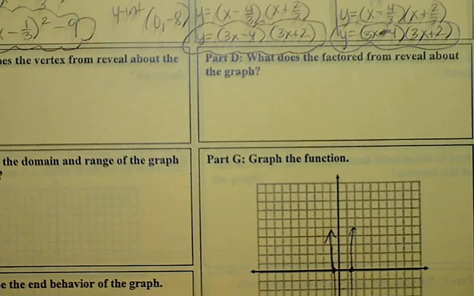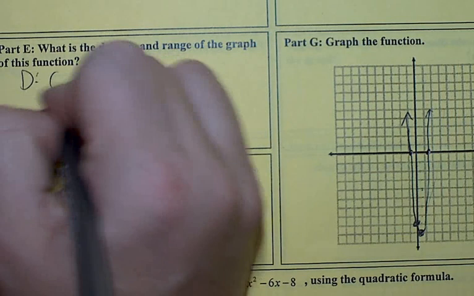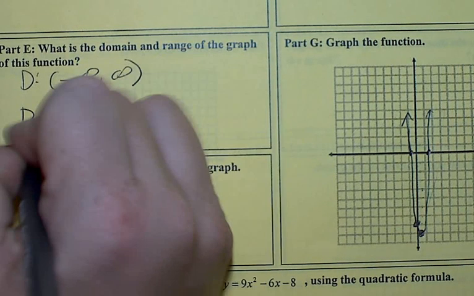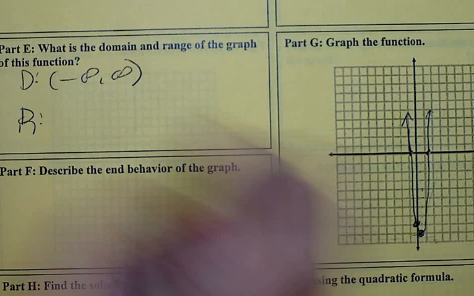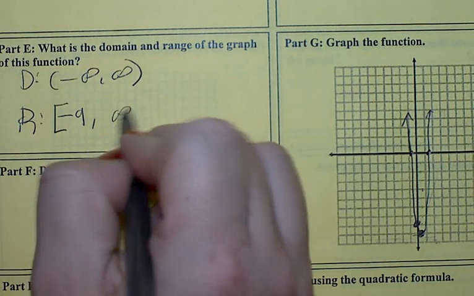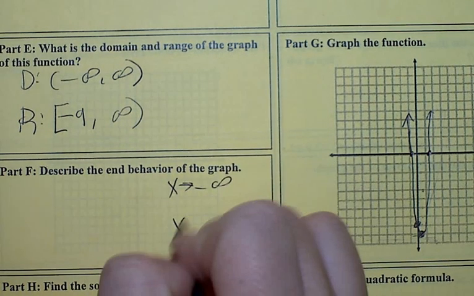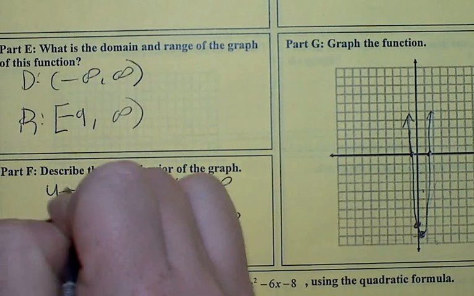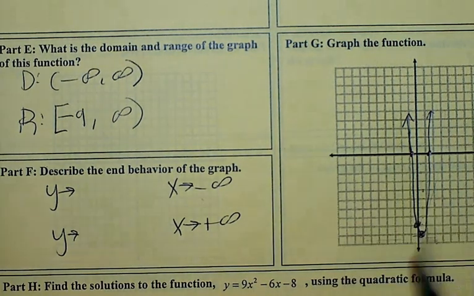Now when we look here, let's go on to what is the domain and the range. With all quadratic functions, the domain is negative infinity to positive infinity. The range in this case, the lowest point goes down as low as -9. It's included in the function, and there's no limit how high it goes. The end behavior, as you go to the left, it's going up, and as you go to the far right, it's also headed upward.